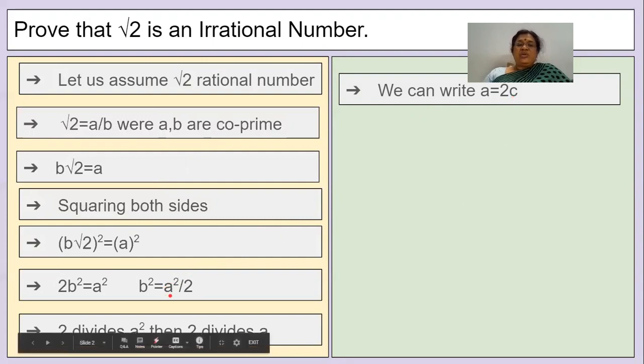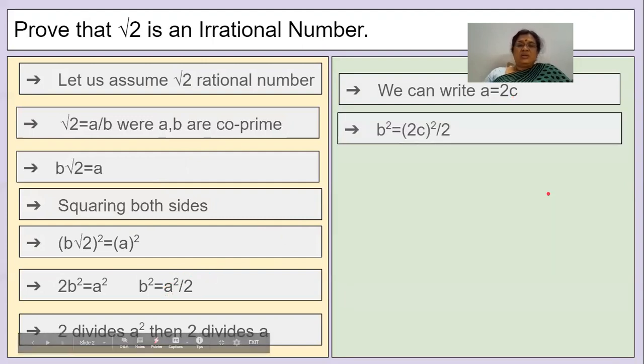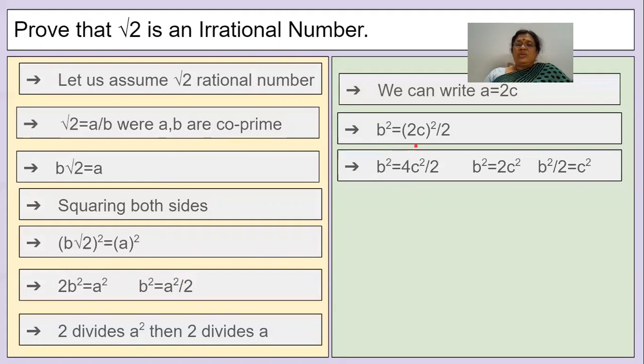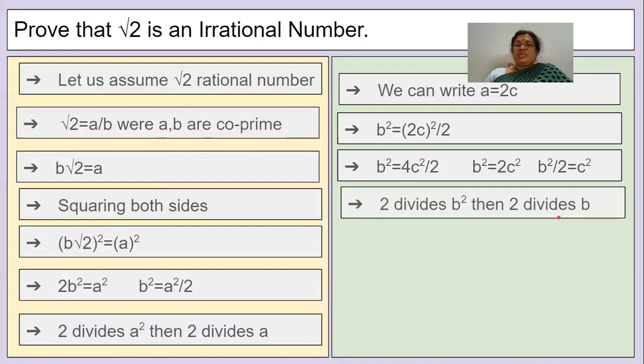In place of a, you can substitute 2c. Here, in this step, you substitute 2c in place of a. So what you'll get here, 2 square is 4 by 2. So this 4 will cancel with 2. You will get the answer as 2c square. When you bring 2 to the other side, it will divide b square. So previously we got that 2 will divide a, and now in this step we got that 2 divides b square, and ultimately the 2 will divide b also.